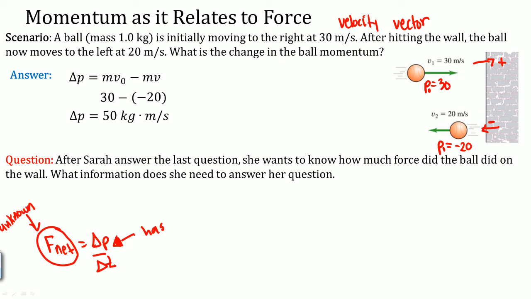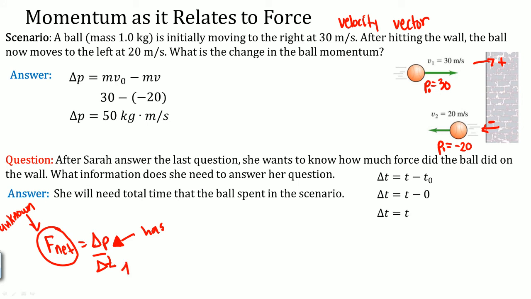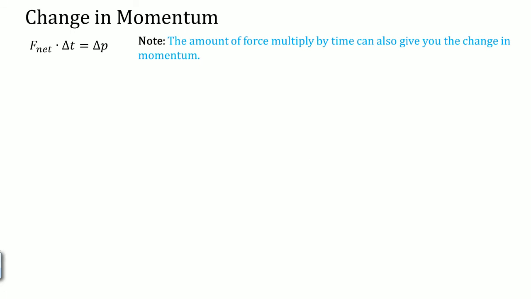She has delta P, so she needs the total time. So she needs the time factor. All right, and here you go. Delta T can just be seen as T if T does not equal 0. Let's look at change in momentum. We've seen this equation from our last problem, but we have a way to describe that delta P.